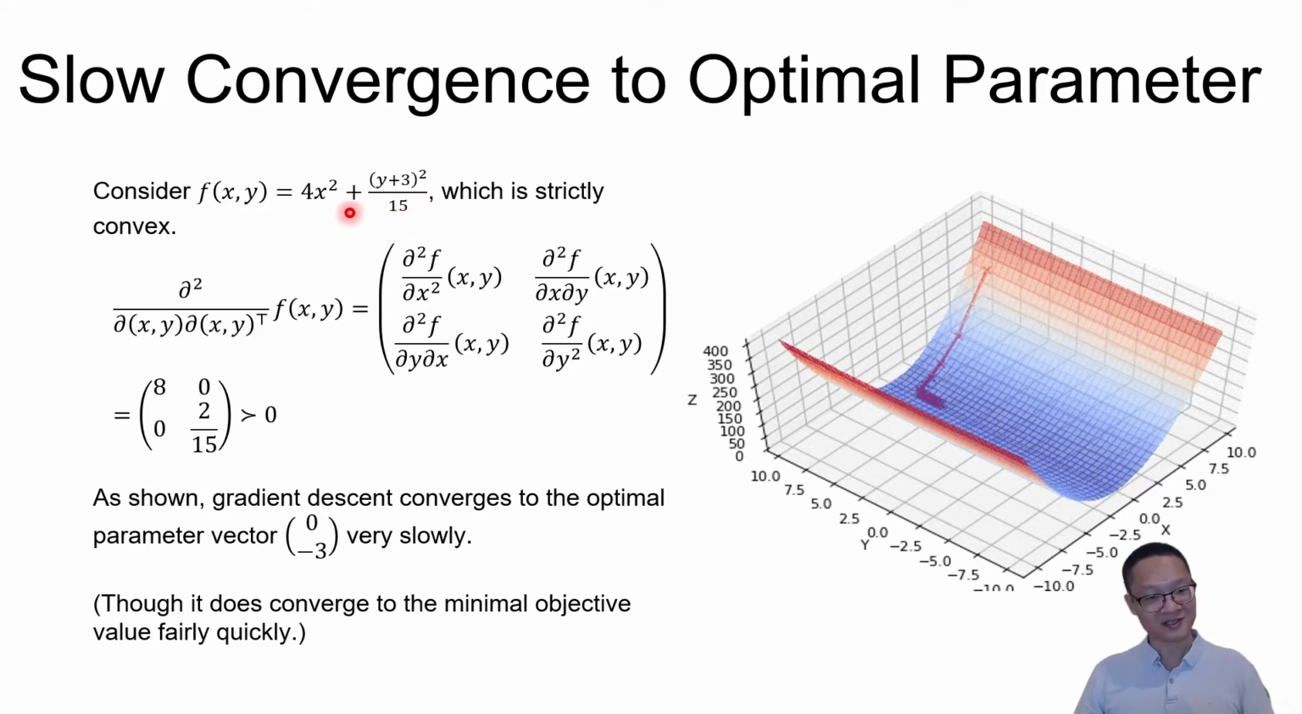Okay, so this is basically a paraboloid. So it's basically a parabola in 2 dimensions. If you go along the x direction, we have a parabola that looks like 4x squared. In the y direction, we have a parabola that looks like y squared over 15. It's actually very shallow. The curvature is very shallow. Okay, the plus 3 is just the translation.